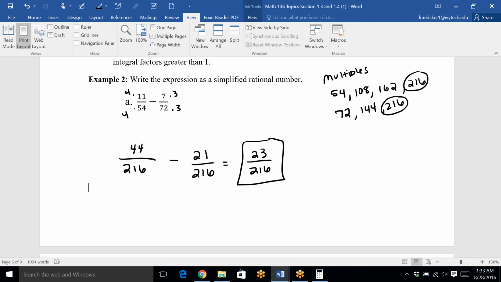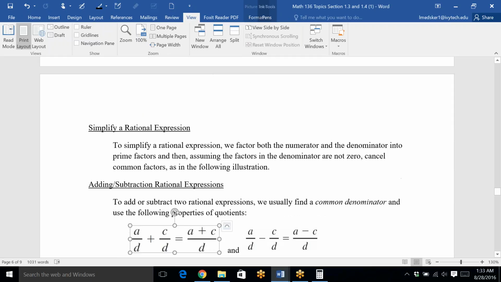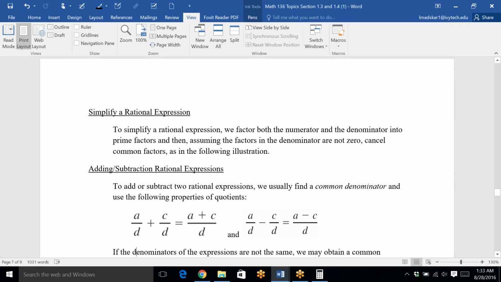Okay, let's do at least one more, maybe one with variables. So here's our rules. We're not going to do the adding and subtracting on the pre-video, because I find that that's something we should do in class, but let's talk about just simplifying a rational expression. You will factor both the numerator and the denominator into prime factors. That just means as far as you can.